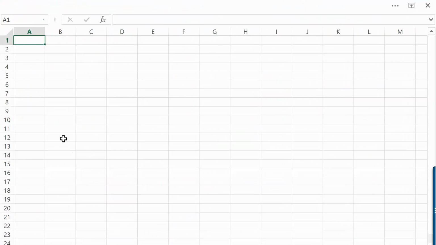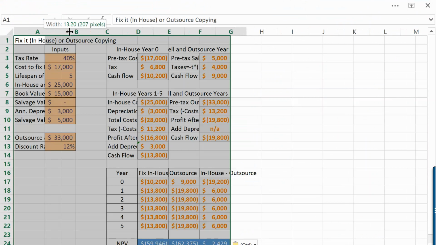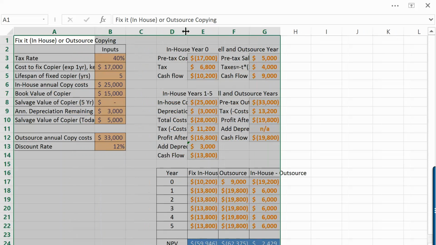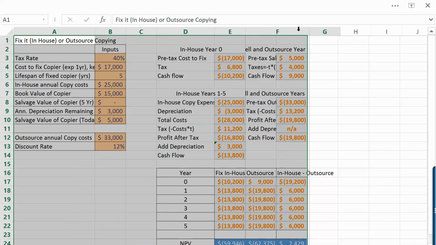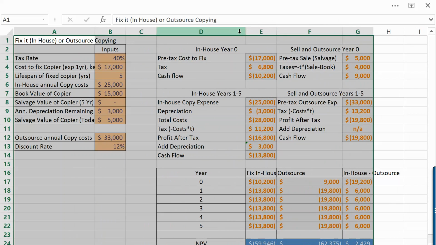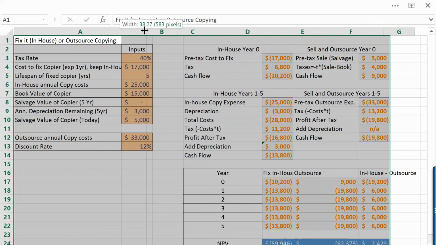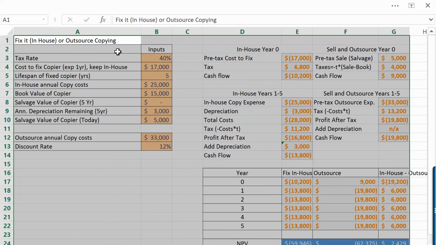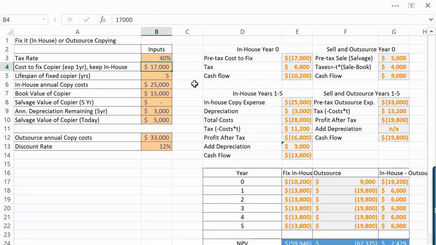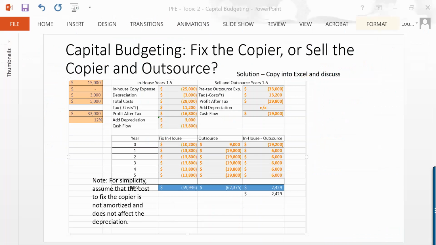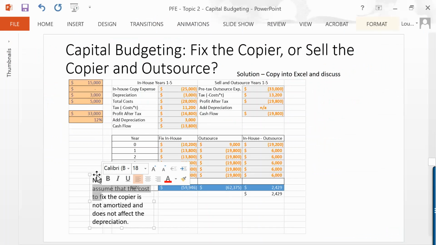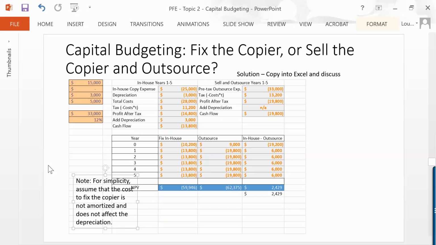I'll add a worksheet there, and let me make this easy to read. So here are my assumptions, my inputs: tax rate of 40%. I would have to spend $17,000 today to fix the copier. Now, for simplicity's sake, I'm going to assume the cost to fix this printer is not going to be amortized. All right.